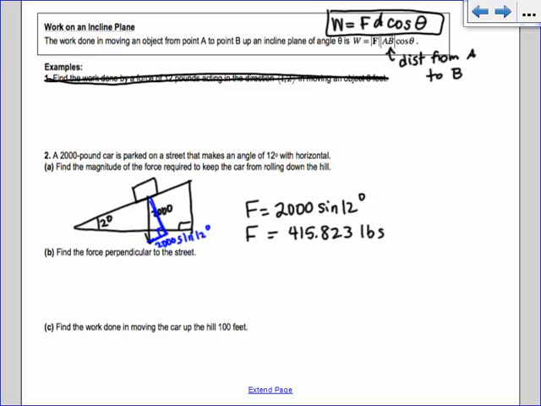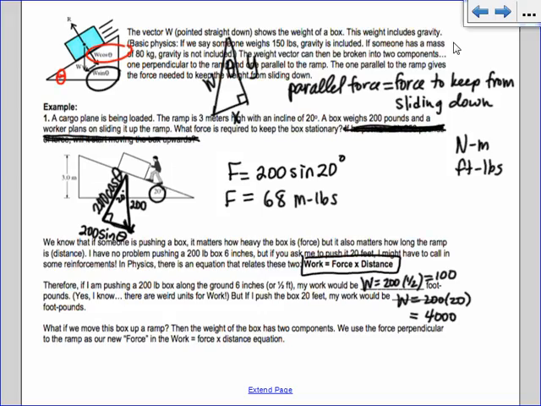Okay, so B says find the force perpendicular to the street. I'm realizing that my units were wrong on that last one. It's not meter-pounds actually, it's just pounds. Those were the work units, so this is just pounds. Sorry, it's been like 15 years since I've been in physics, so it's all coming back to me.